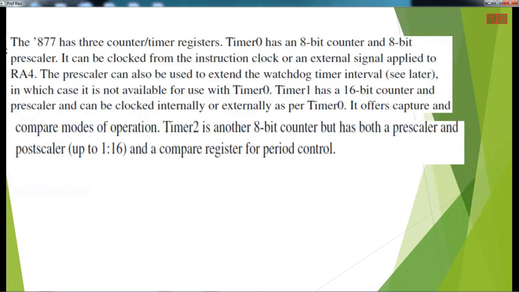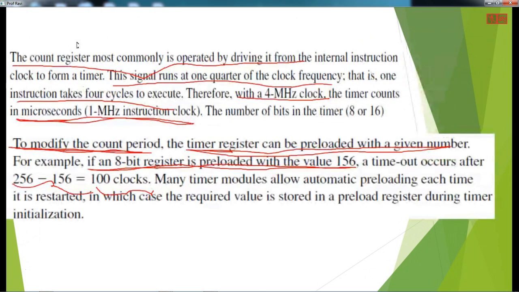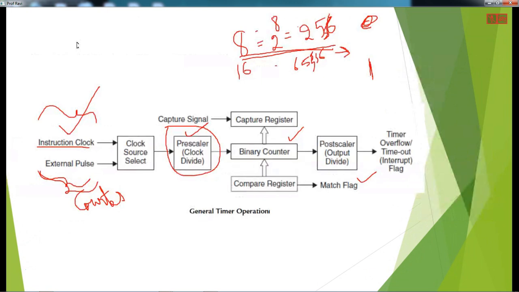Now coming to the PIC microcontroller 877, this is your general timer counting application. There you have a capture register which captures the binary counter counting sequence. And you have a compare register, so when the binary counter is counting, it always compares with the register value, and once the counting is the same, it sets the flag register.